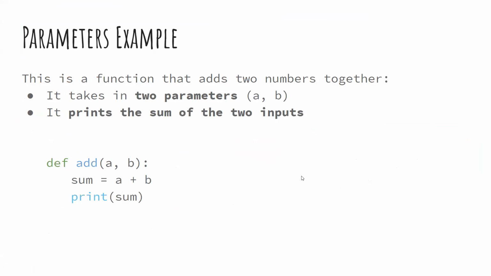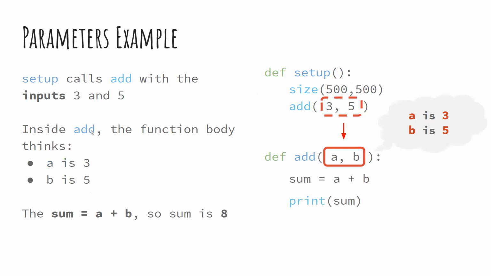Okay. So let's take an example. This is a function that adds two numbers together. It takes the parameters a and b, and it prints the sum of the two inputs. The parameters a and b are taken as input, and for the sum variable, we're storing the a plus b value and printing it out. So suppose the setup calls add with the inputs 3, 5. And inside add, the function body takes a is 3, b is 5.